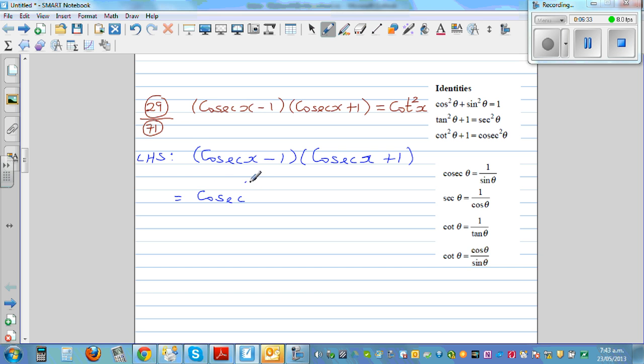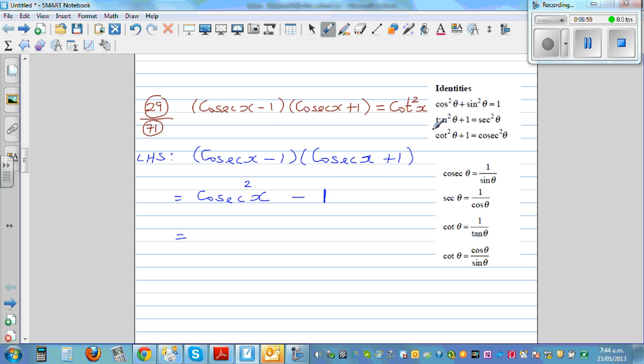This is how you write cosec squared x. And if you expand this out, you should get this. Okay, I hope you can do this. There may be one step in between. So I've used the formula of (a minus b) times (a plus b). Now can you see an identity sitting somewhere here which gives you this? So you got cosec squared minus 1.